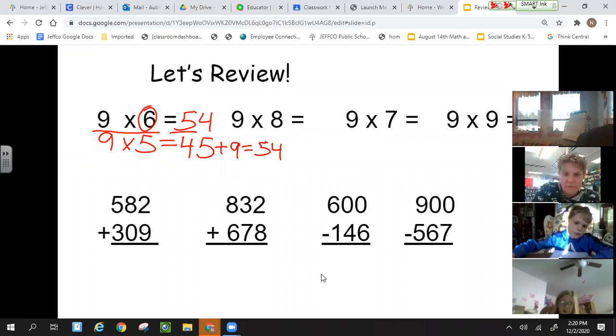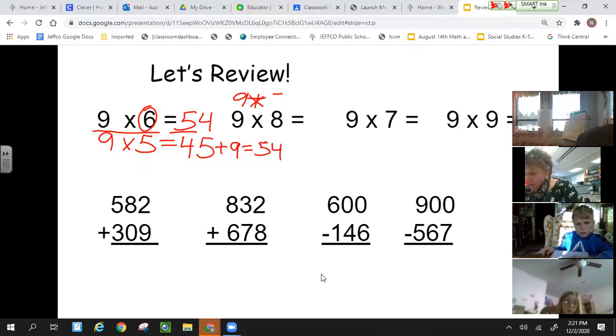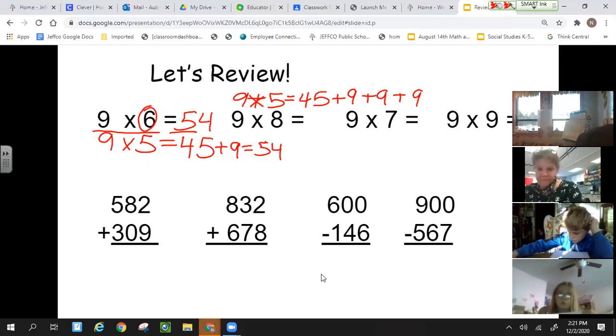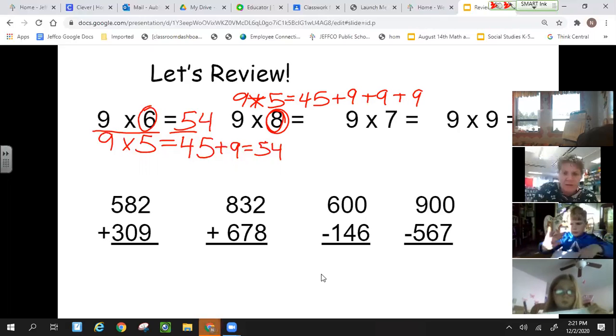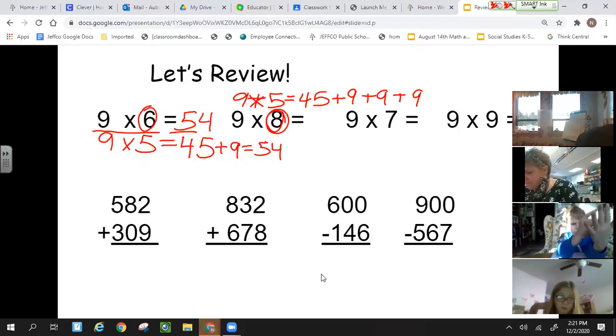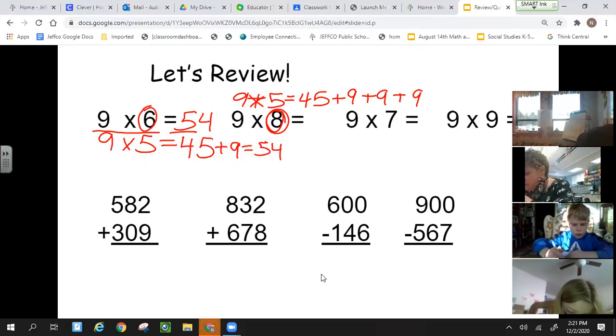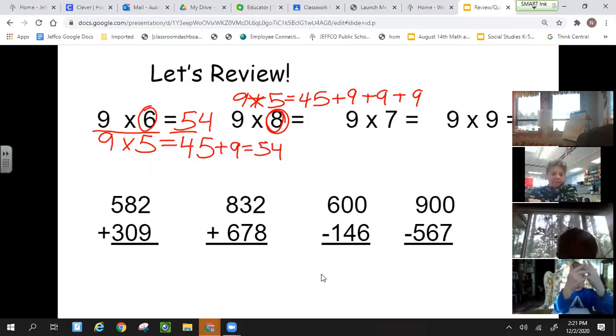Yeah. All right, let's try 9 times 8. You could use the strategy that Haley mentioned. Start with 9 times 5, which we know equals 45, but then you're going to have to add 3 more 9s. That's a lot of work. Or you could put your 8th finger down. Go ahead and solve that. Find out what 9 times 8 equals. 72. Who said that?